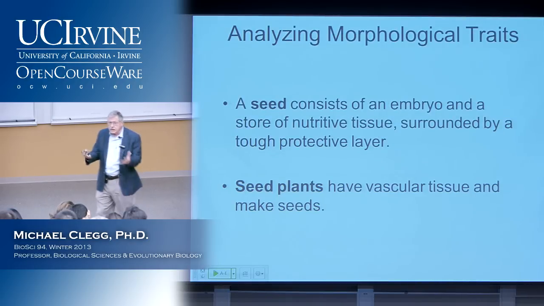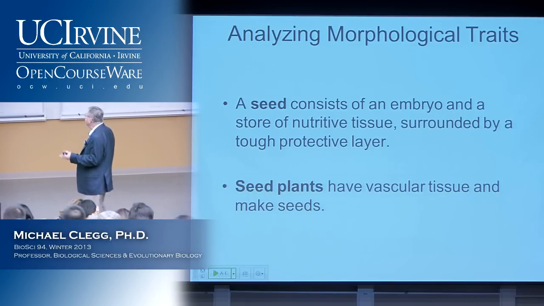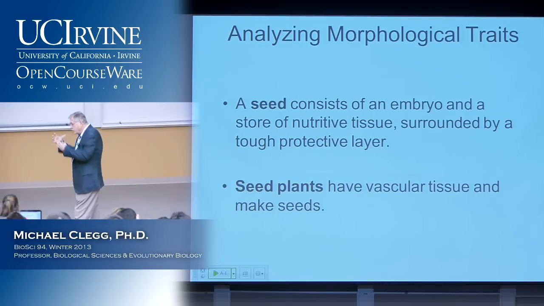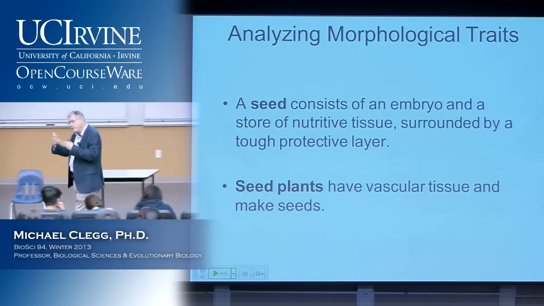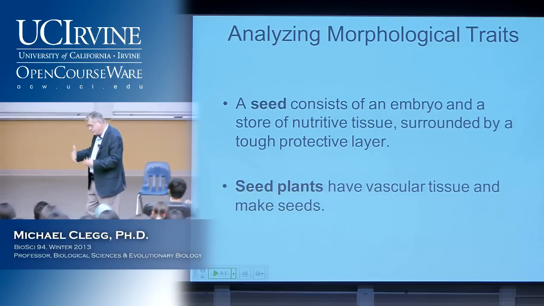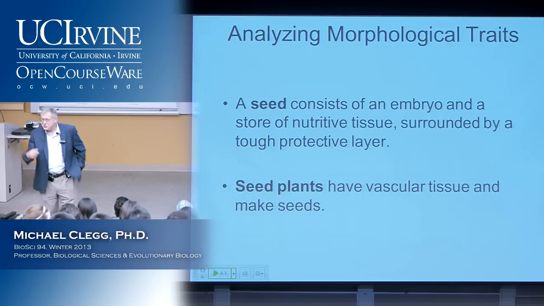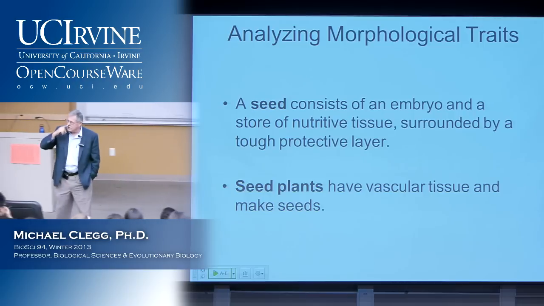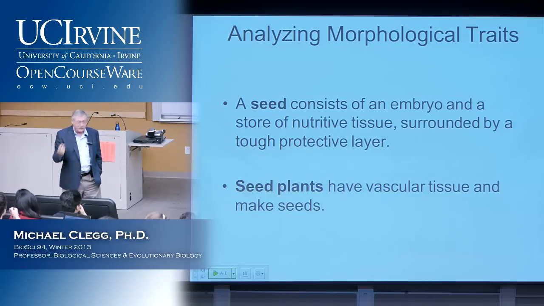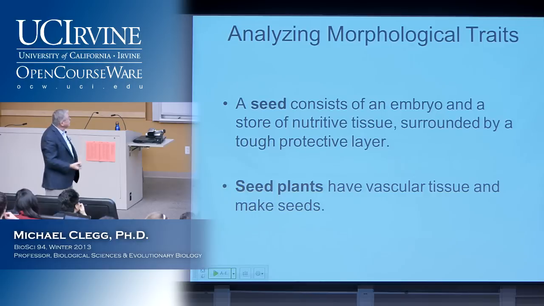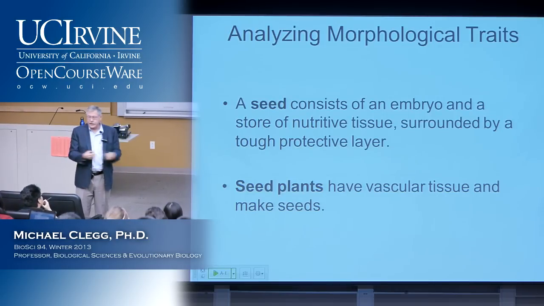And then the next key thing in this analysis of morphological traits is the appearance of seeds. Well, why are seeds important? They're important because they enclose an embryo with nutritive tissue. So they're giving a new embryo the resources it needs to get a start in life. It's like an inheritance to the next generation. And so the seed can use that nutritive tissue to germinate, to grow up to the point where it receives light and it can begin to photosynthesize. So seed plants have vascular tissue and they make seeds. That's pretty obvious. It's hard to make a tricky question out of that.